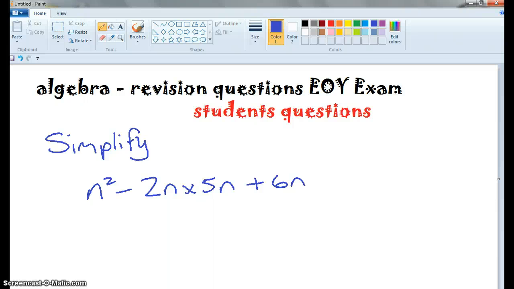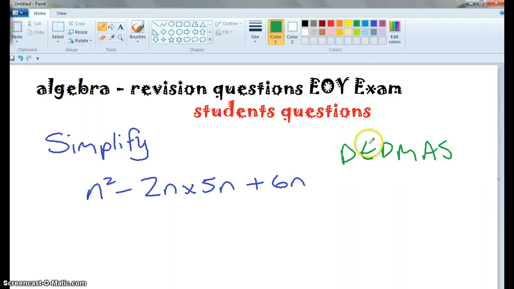So we are simplifying this. The first thing we need to think about when we're doing it is actually BEDMAS, order of operations. Okay, so you've got your B, E, D, M, A, S. What does that mean?